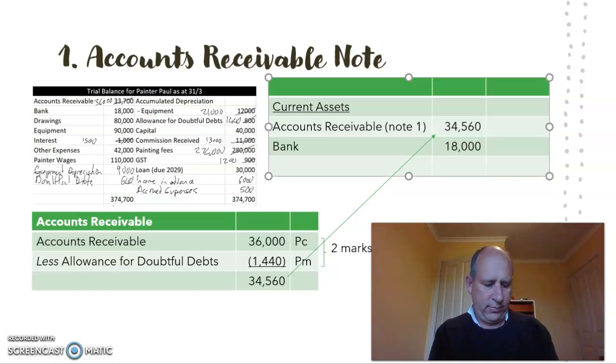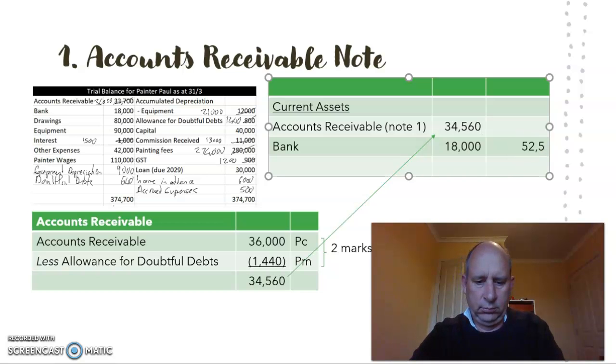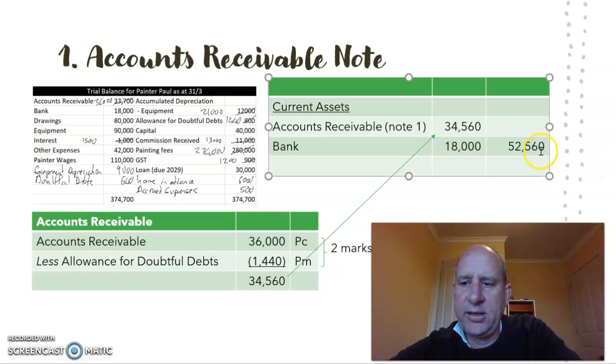If you can get that one in. And we're going to add that. Gives us 52,560 as your total current assets. Other current assets that would be included could be things like prepayments, accrued income, inventory, and that one there will give us another mark. So we've got a couple of marks added here.